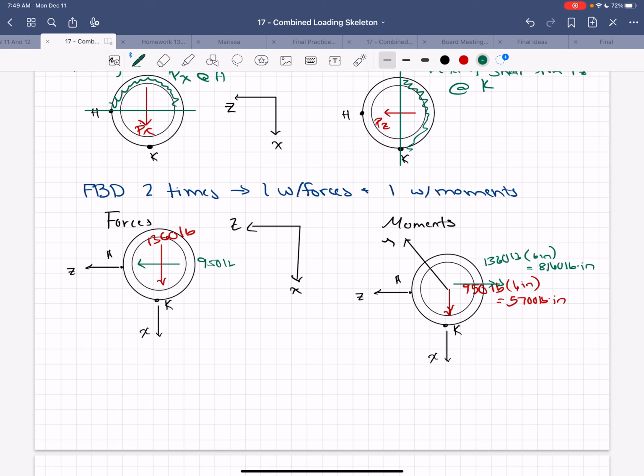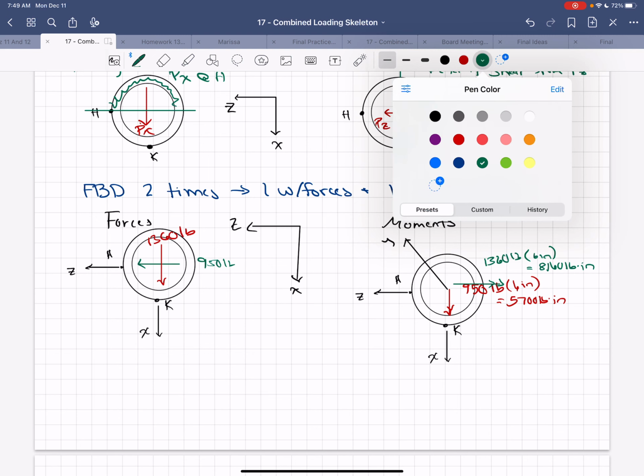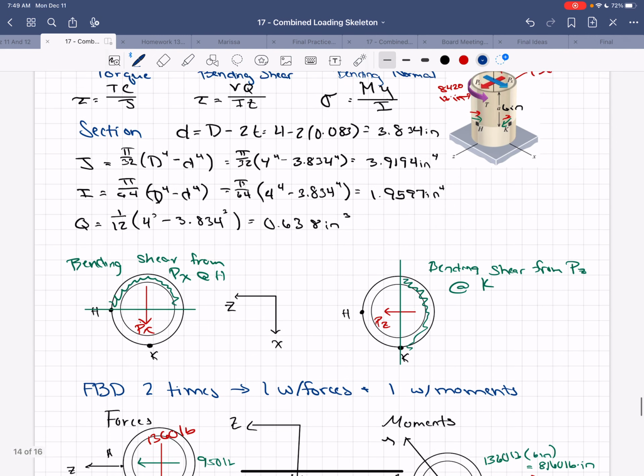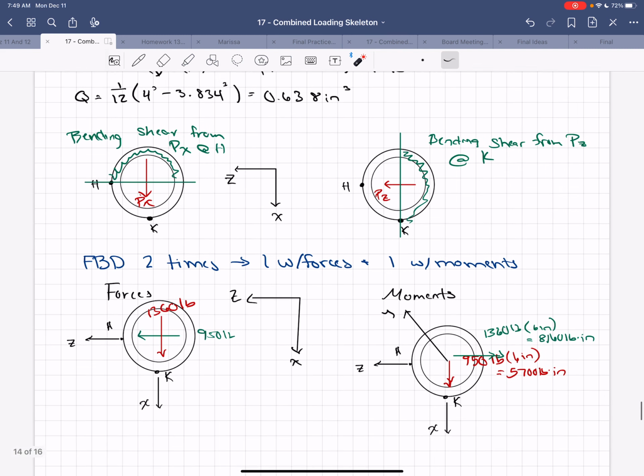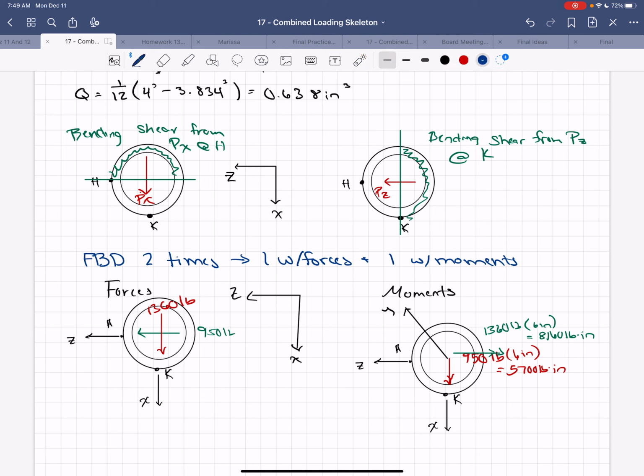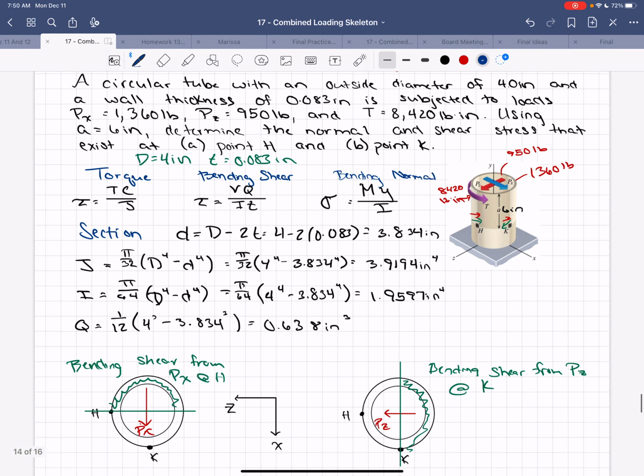Okay, and lastly we have that torque. So they gave us that value. It's a moment around Y in the positive direction. So it's 8,420 pound inches in the positive Y. Okay, so those are all of our forces and all of our moments happening at the plane of H and K. So now we just need to calculate our stresses, and we've thought about this.